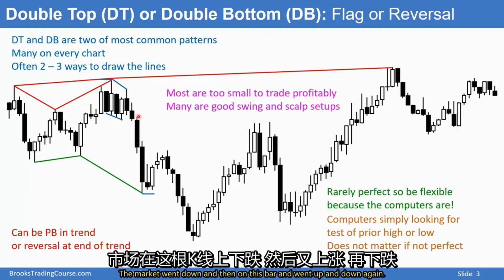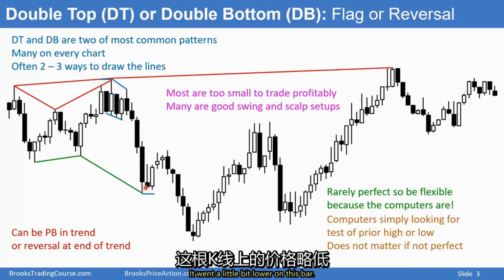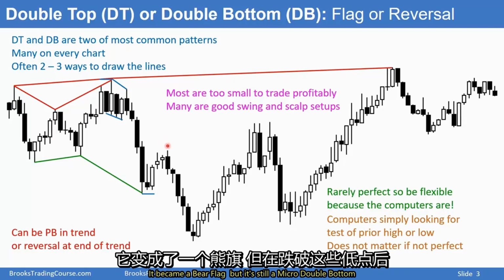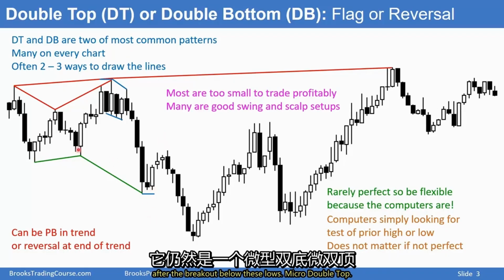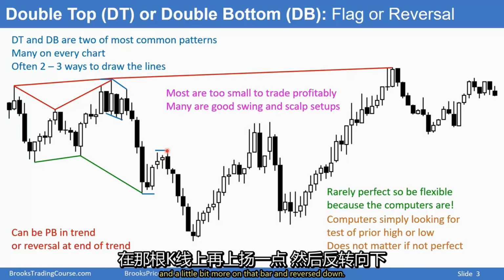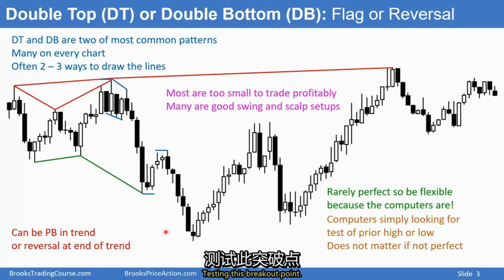Micro double bottom. The market went down, and then on this bar, it went up and down again, and went a little bit lower on this bar. So it went down, up, and down, and then reversed up. It became a bear flag, but it's still a micro double bottom after the breakout below these lows. Micro double top. The market went up and down, and then went up on this bar and a little bit more on that bar, and reversed down. Bear flag, testing this breakout point.